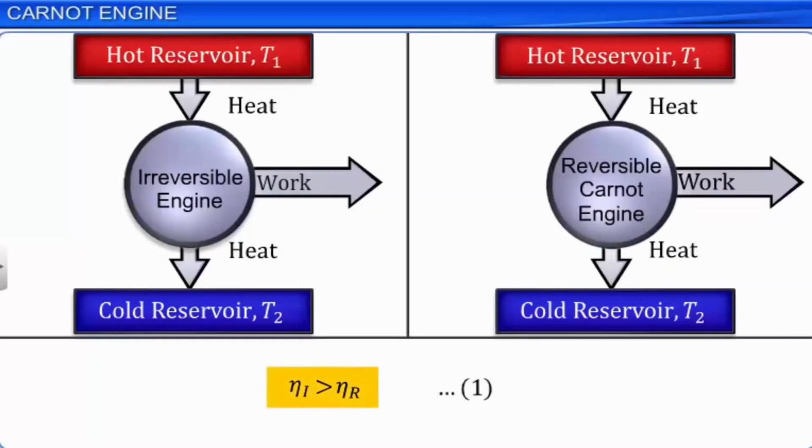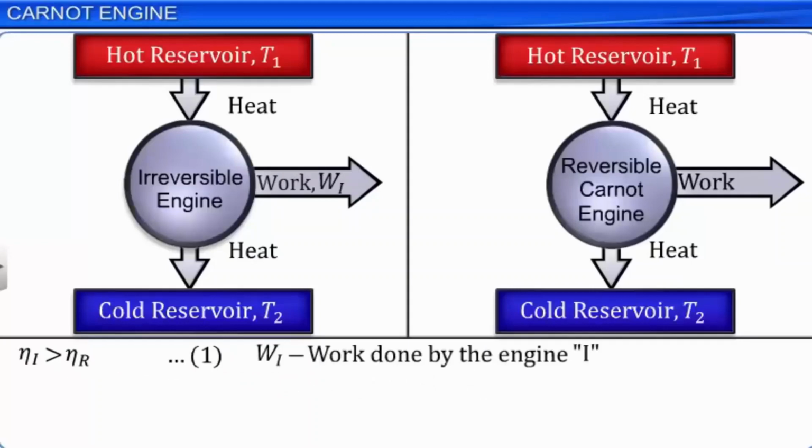If eta I is greater than eta R, then the work done by the engine I must be greater than the work done by the engine R. If Wi is the work done by the engine I, and Wr is the work done by the engine R, then Wi is greater than Wr. Let us call this expression 2.